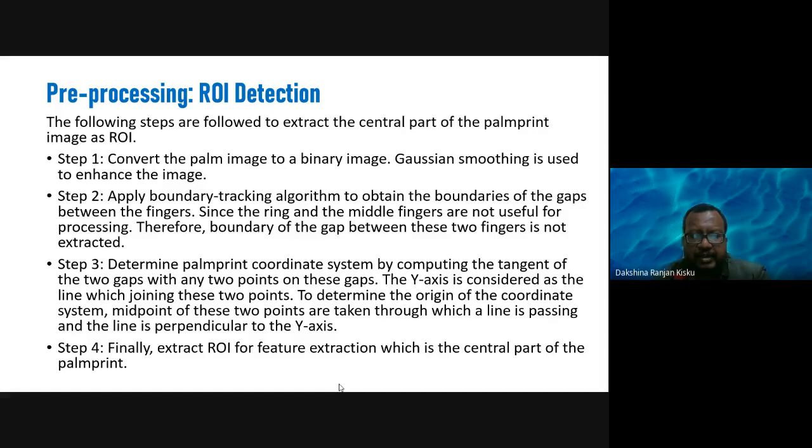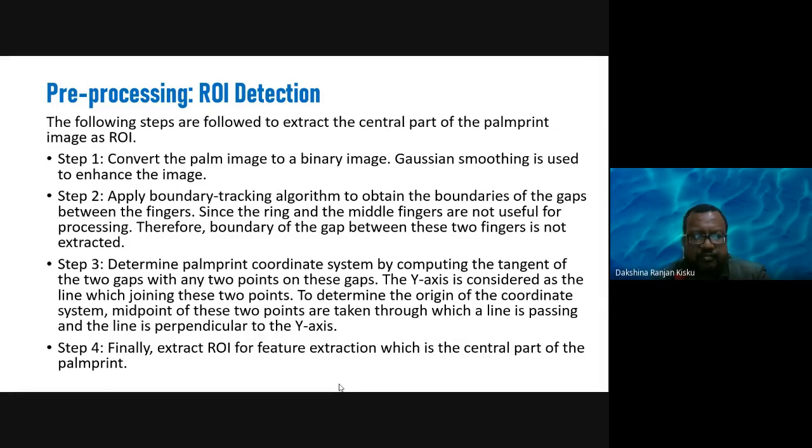To obtain a binary image, we can use a predefined threshold. Based on the threshold, we can divide the grayscale values into two different values. One is black, another is white. Okay, so based on that predefined threshold, we can obtain the binary image.